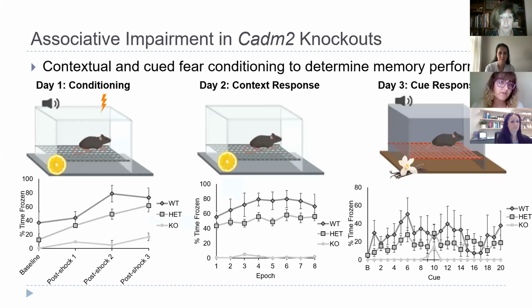So one of the other concerns was that there could be an associative learning impairment in these animals. And to determine whether or not this is the case, we've again piloted this fear conditioning test in these animals, a contextual and cued fear conditioning protocol. So in this test, it occurs over 3 days.